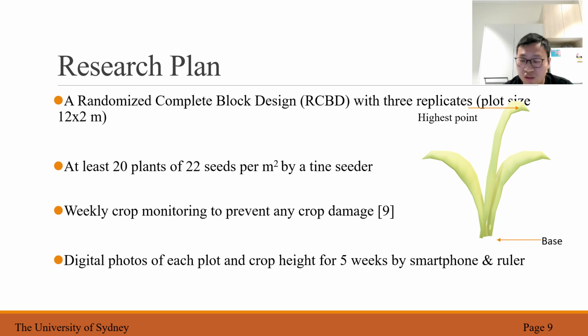Especially as you can see in the picture, I try to create a model. The plant height will be measured with a ruler from the base of the plant to the highest point of the plant at 3 random points per plot. This measurement will be taken every week after a month of normal sowing for 5 weeks.